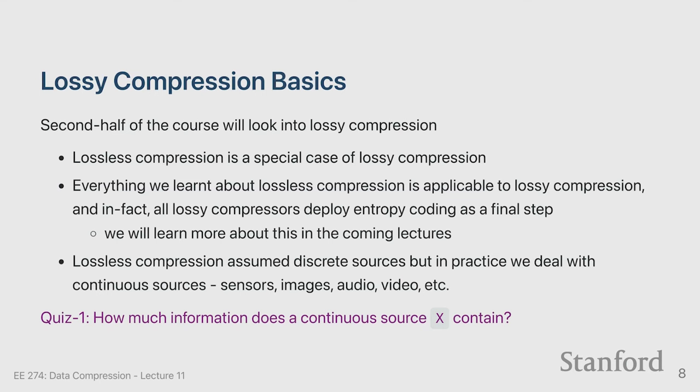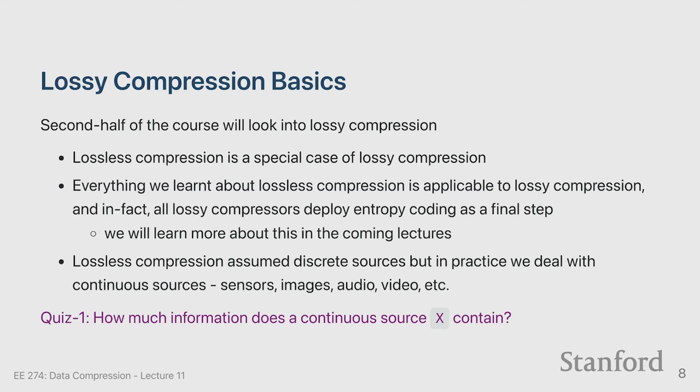And so what this means is that you cannot represent a continuous source exactly, right? It's a lost cause. You can't really do anything about it. And we need to approximate it, okay? And any approximation basically implies loss of information. So it's very natural. You have to do lossy compression at some point.